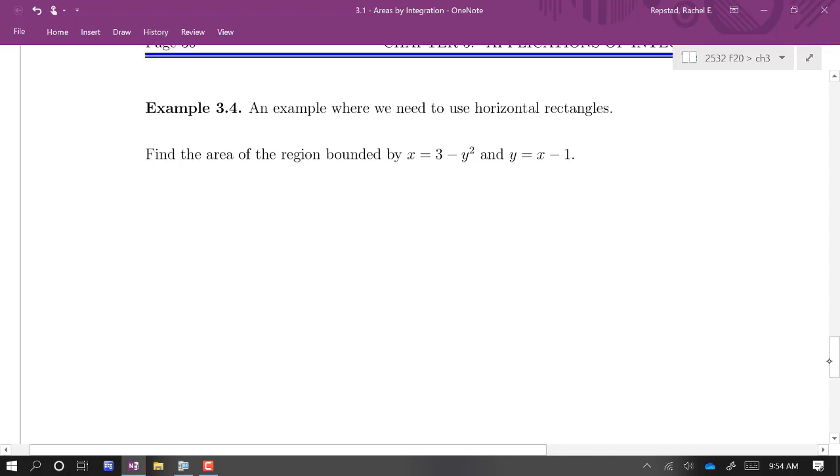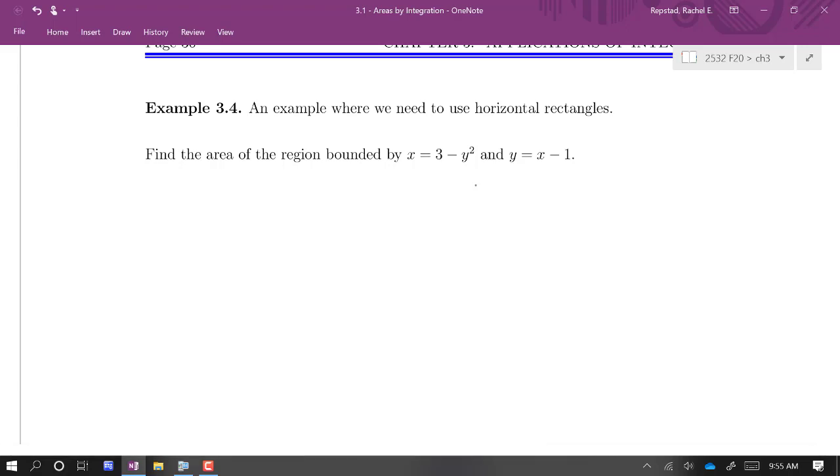All right, let's try one more. And right away, I guess I've given away the surprise, but this is going to be an example where we need to use horizontal rectangles. When you're doing a problem and it looks like they're switching up the variables and they decide to give you the function as x equals some expression with y's, that's a sign that they could actually just be helping you out a bit.